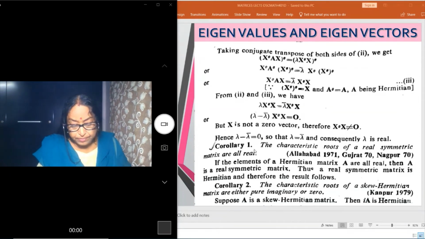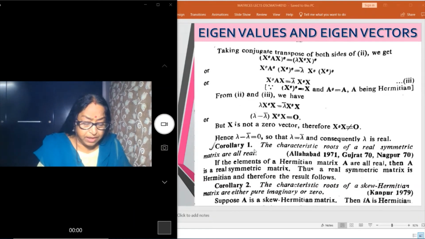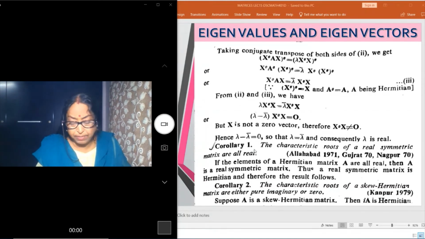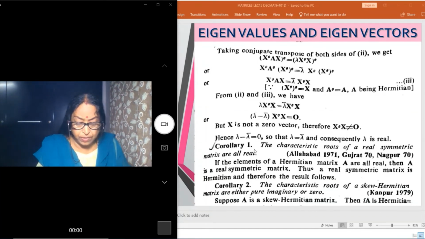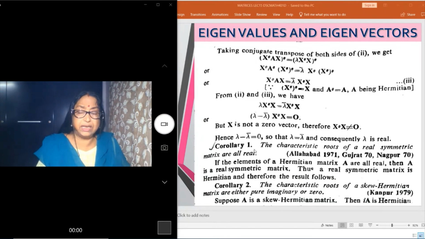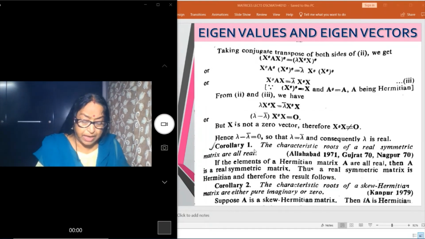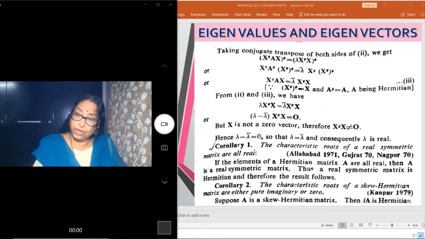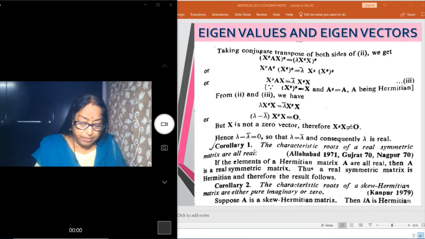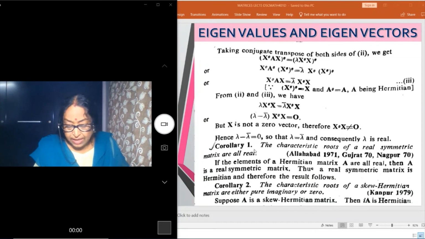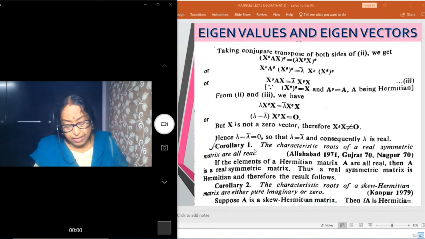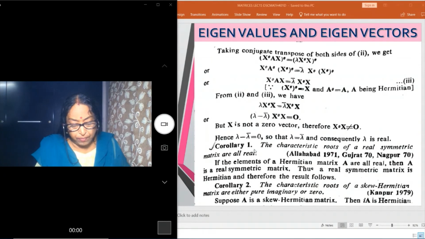Now, the characteristic roots of a skew Hermitian matrix are either pure imaginary or zero. Suppose A is a skew Hermitian matrix. We also did skew matrix and Hermitian matrix earlier. Then iA is Hermitian. Let lambda be the characteristic root of A.